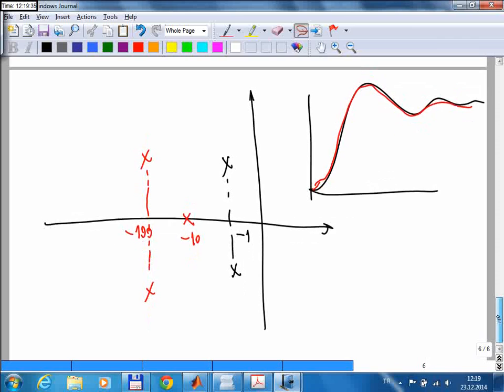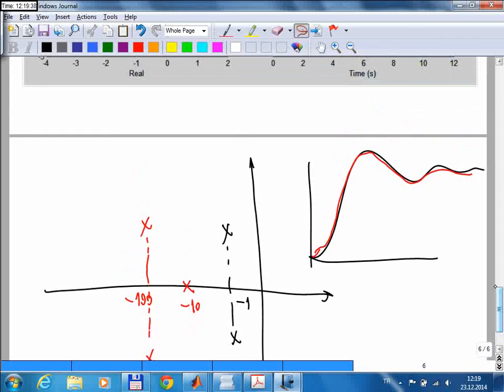In fact, the system there is even higher order. It's not even third order. It's at least fourth order and could be even more.